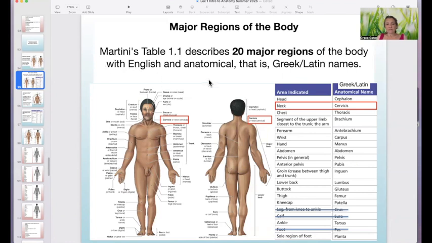And Martini's has a nice table that shows the area of the body with the English or common name and the anatomical name, which is either in Greek or Latin. Okay.